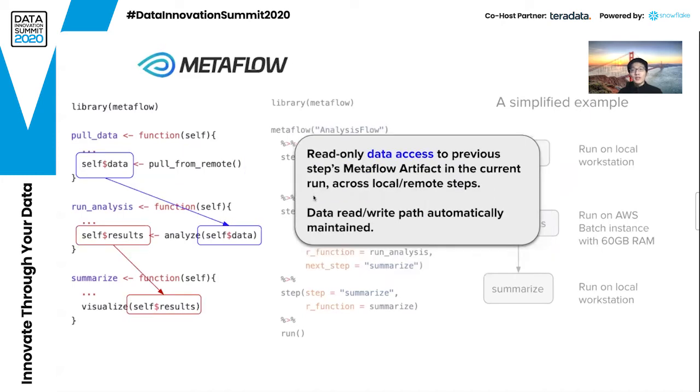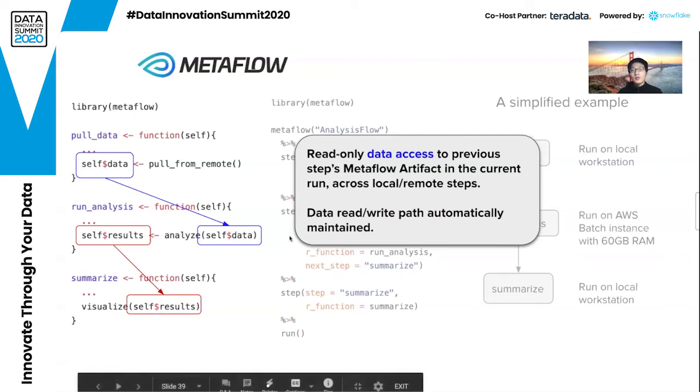You have read-only data access to previous steps' artifacts in the current run across local and remote steps. For example, self.data here is created in a local step, and it is used later on in the remote step. And the self.results is created in the remote step and used in the local step.